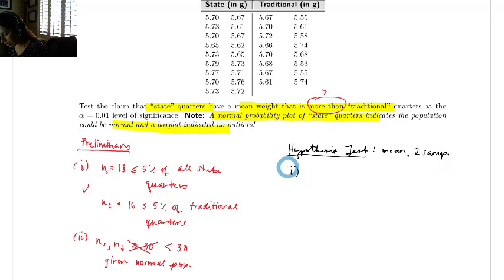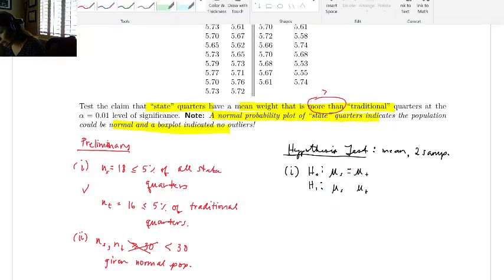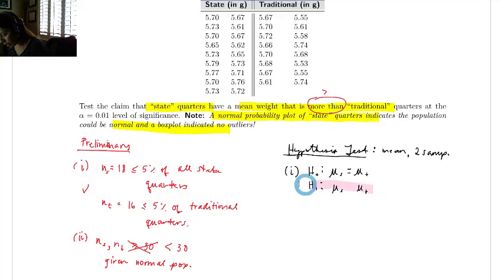So the first step is let's go ahead and set up the hypothesis. So recall the null hypothesis is status quo. So again, we're comparing two means of two different quarters. So that's just equal to. But as we noticed before, the alternative is the fact that we're testing that the mean weight is more than traditional. And therefore, it's going to be a greater than, it's going to be a right-tailed test, and then mark your claim.